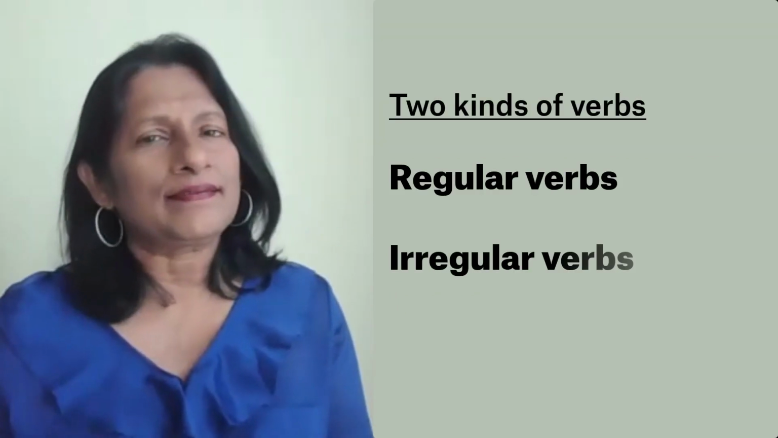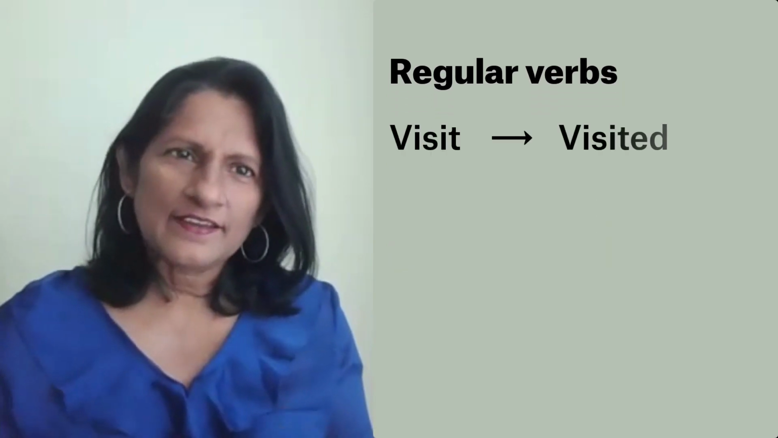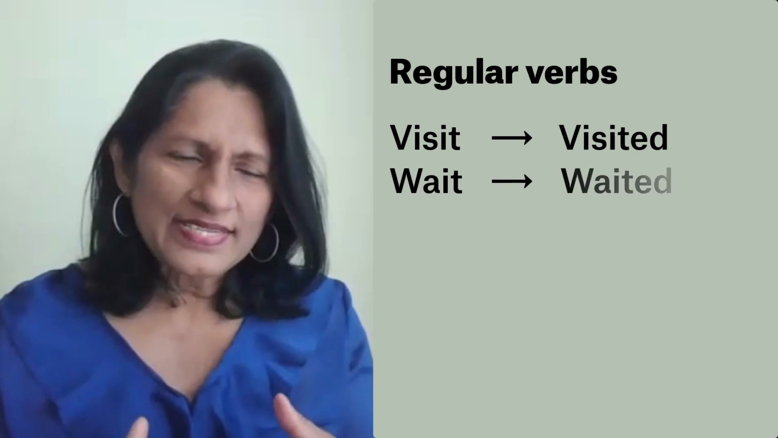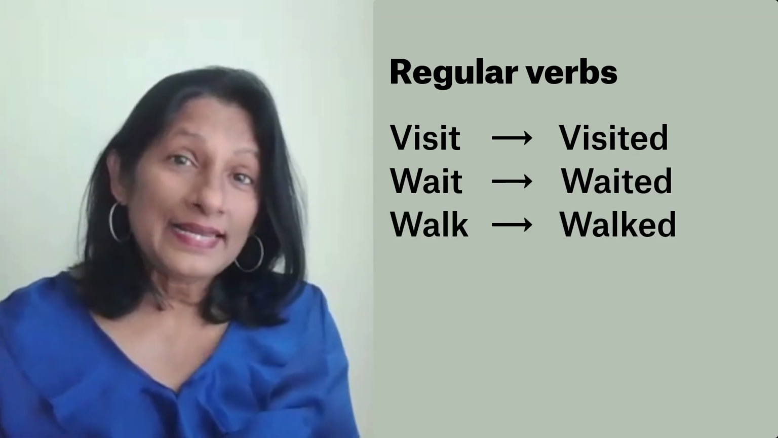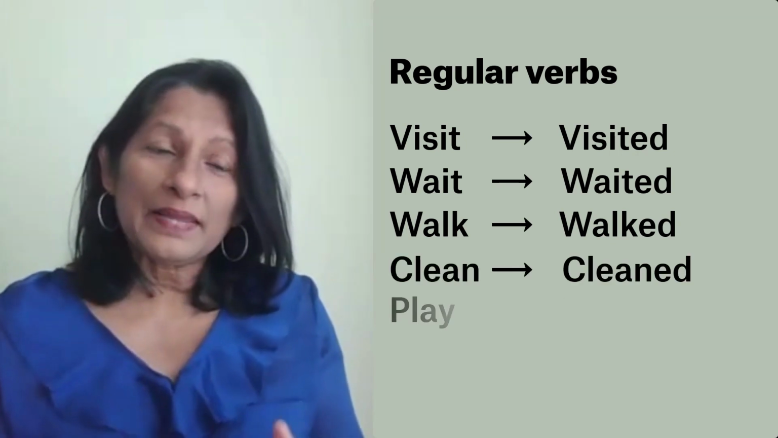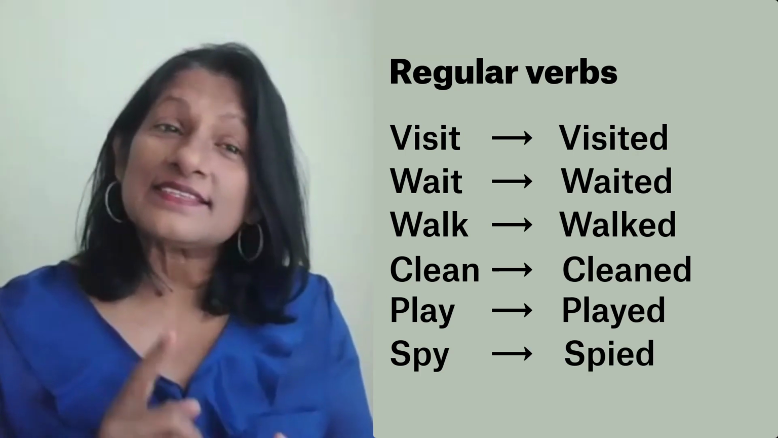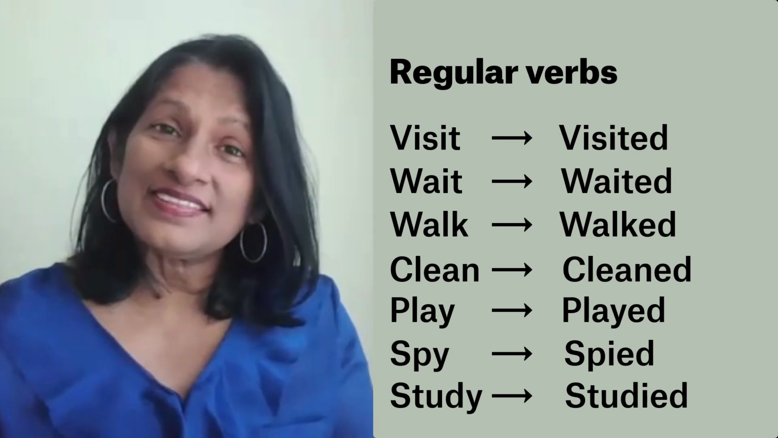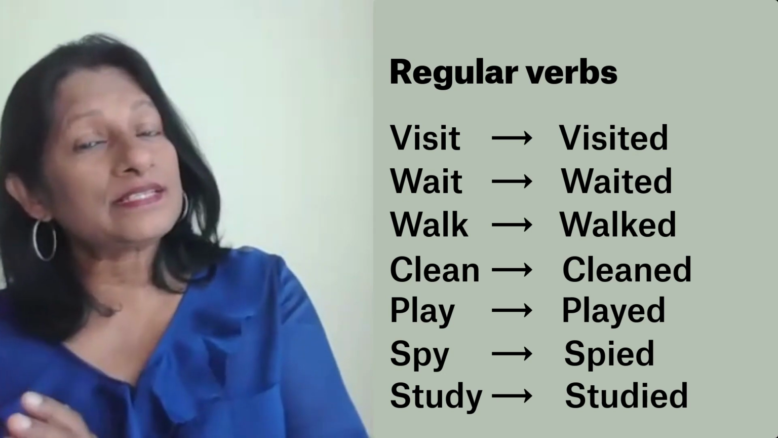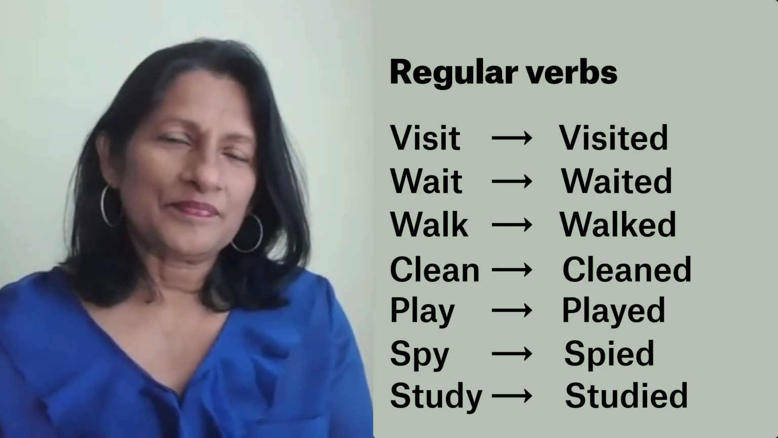Now there are two kinds of verbs, the regular verbs and the irregular verbs. So let's look at a few of them. Visit, visited. Wait, waited. Walk, walked. Clean, cleaned. Play, played. Spy, spied. Study, studied. Notice these two verbs, they end in Y, and in the past tense, the Y is removed and it ends in IED.